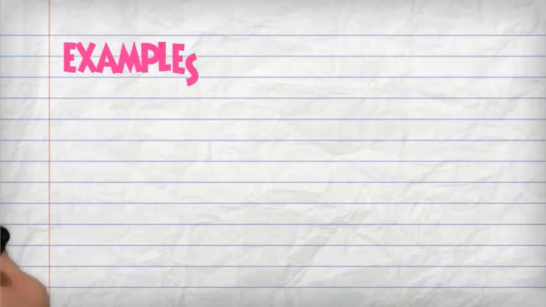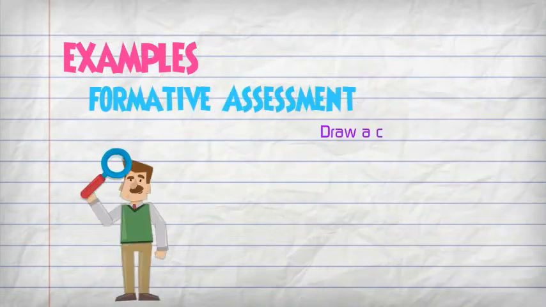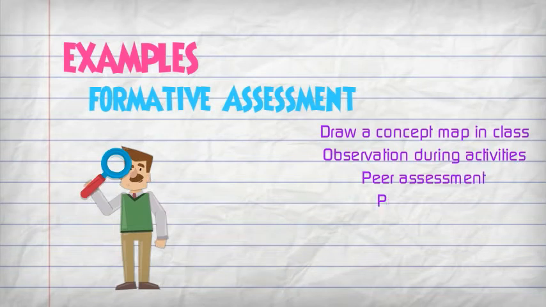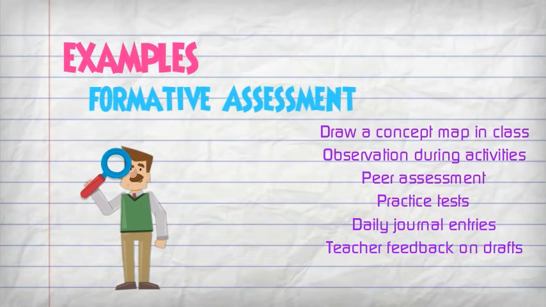Some examples of formative assessment include asking students to draw a concept map, observation during activities, peer assessment, practice tests, daily journal entries, and teacher feedback on drafts.